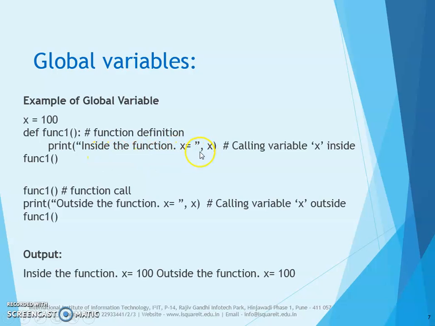Inside the function x is equal to means, as x is defined outside the function globally, this value will be printed here, that is 100. Now once the "outside the function x is equal to" statement is executed, as x is the global variable, here also outside the function the value of x will be retained the same as 100.